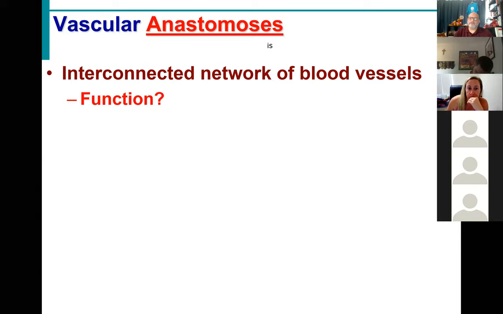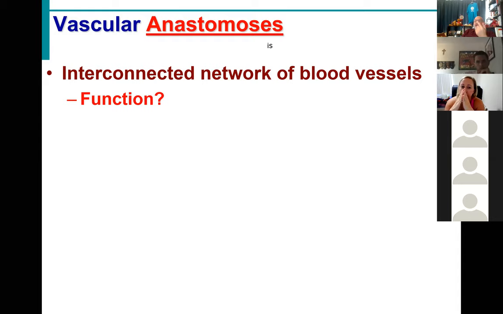Spread to multiple areas? True, it can help to spread to multiple areas, but what else? What if I told you, for instance, that one of the areas where you find a lot of anastomoses are in your joints? Why might it be important to have an anastomosis in your joints? So blood could rush that area if it needs to heal it or something. True, it can play a role in healing, absolutely. Why else might it be important?